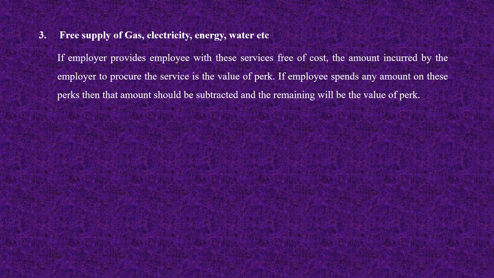The third type of perquisite that is taxable for a specified employee is free supply of gas, electricity, energy, water, etc. If the employer provides the employee with these services free of cost, then the amount incurred by the employer to procure the service is the value of the perk. If the employee spends any amount on these perks, then that amount should be subtracted and the remaining will be the value of the perquisite.